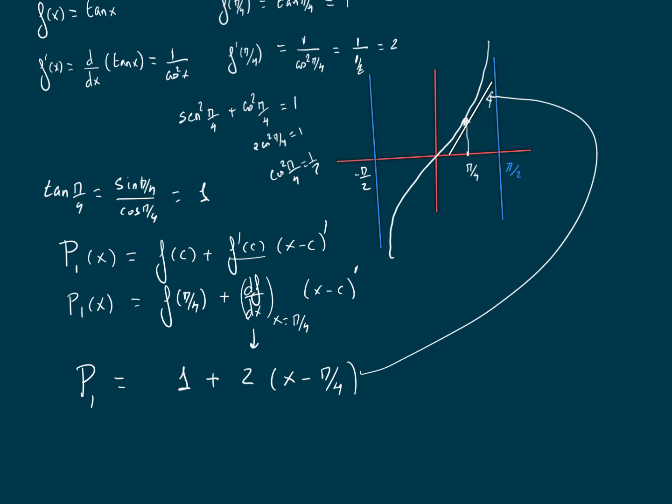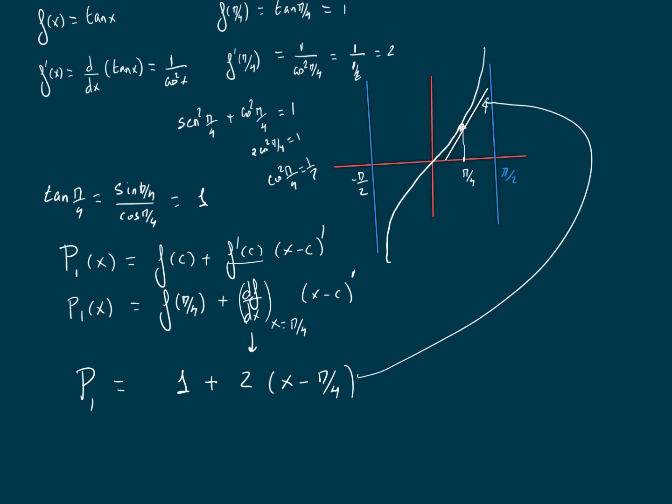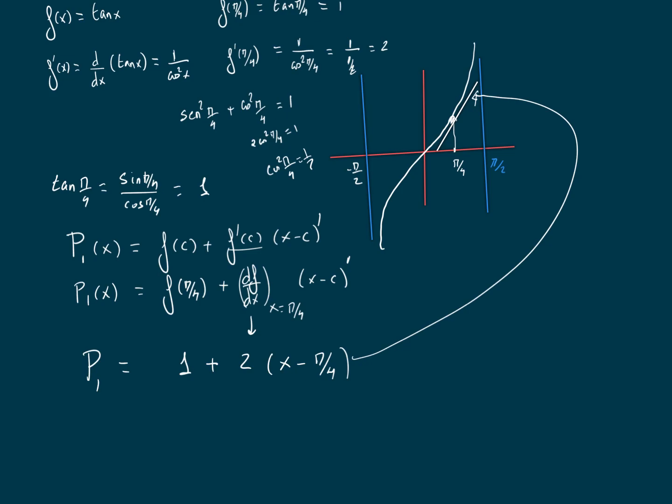If you keep adding terms, the polynomial will fit more, will agree more with the second derivative of the function, the second derivative of tangent of x, and will simulate the function at the center, c equal pi divided by 4. It will agree more and more with the function. This is the idea. Let's go to the next problem.